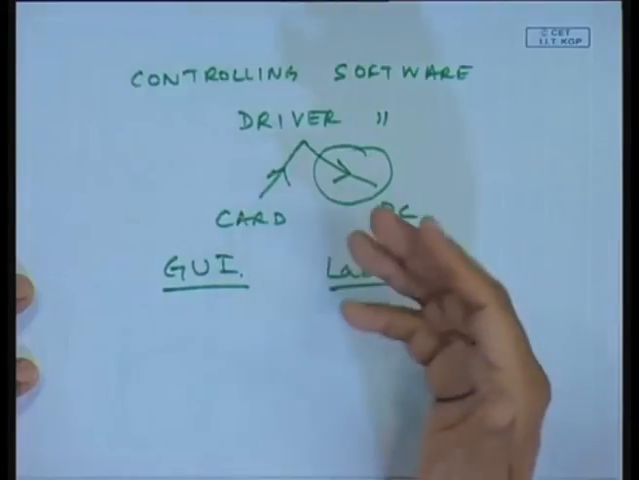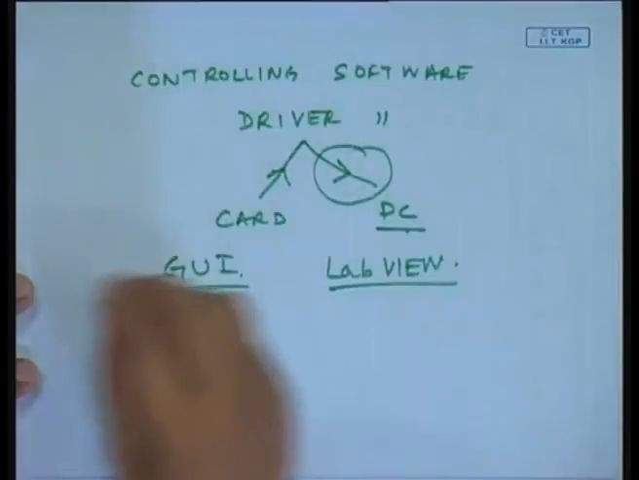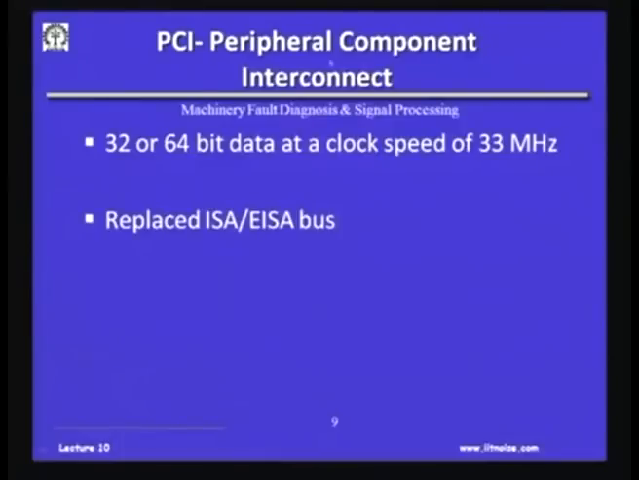Okay. So, when I go to the market to buy an A2D card, my objective is to transfer my real world machinery signal data, which has been measured by a transducer, in digital form quickly to my computer. So, I would have done a very nice conversion, but if I cannot transfer it to my PC, it is no good. And then we have PCI, which is either 32 or 64 bit data at a clock speed of 33 megahertz, and this has replaced the ISA and ESA bus.